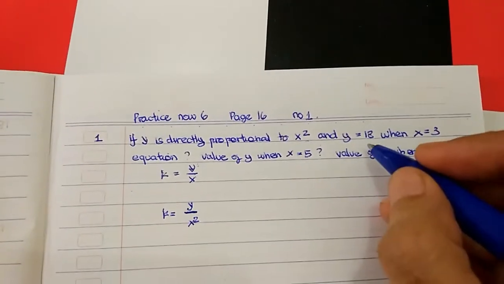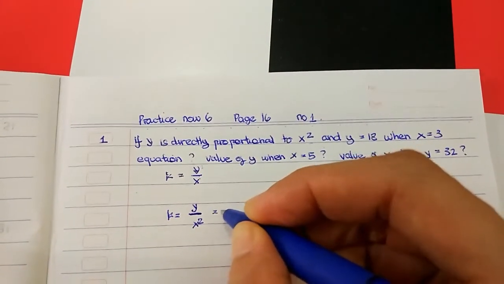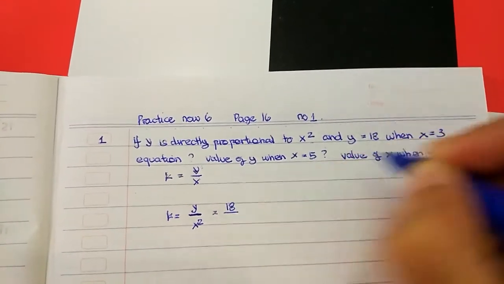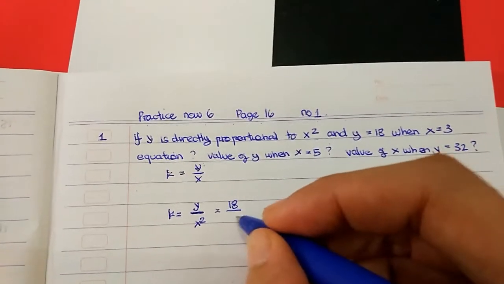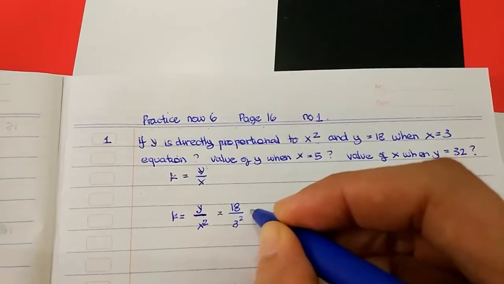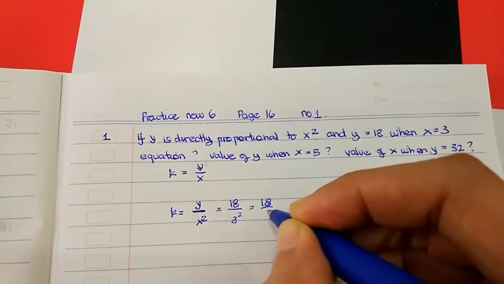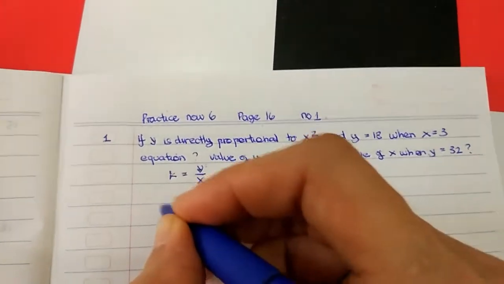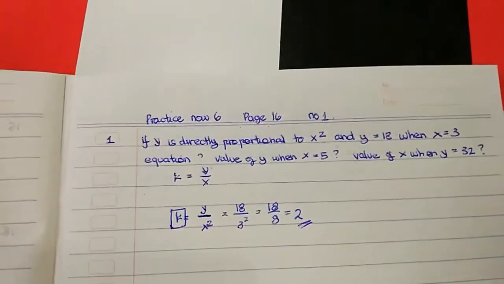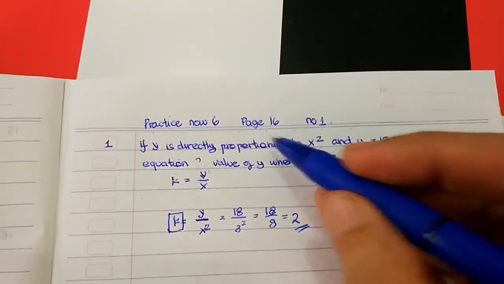Now, it says y is 18, so I will write y is 18 there, when x is equal to 3, so 3 should be squared. So 18 divided by 9 is 2. Now, if you already know the value of k, then we can make the equation for this sentence.